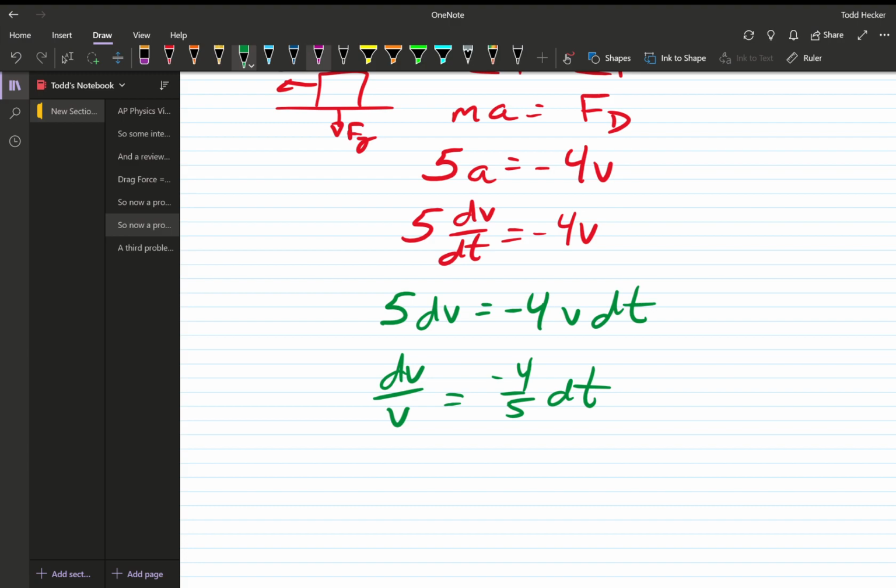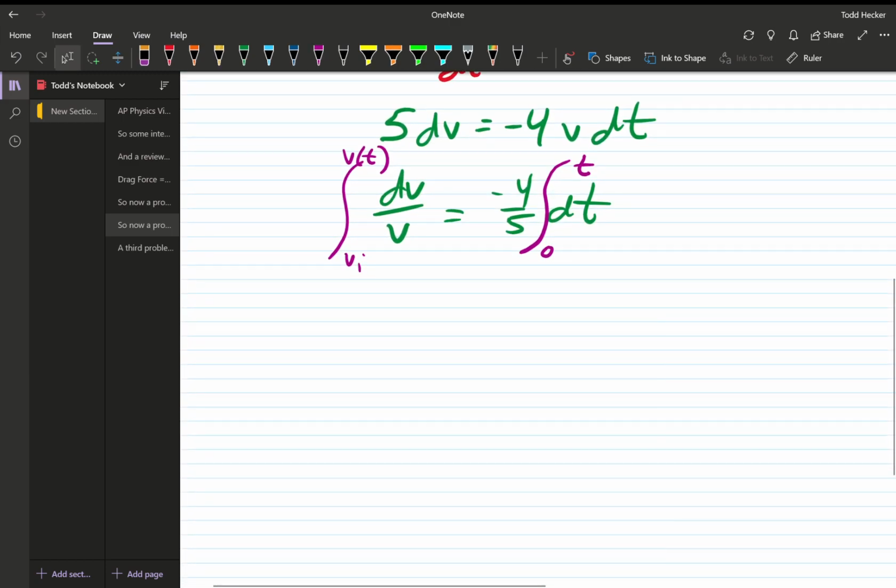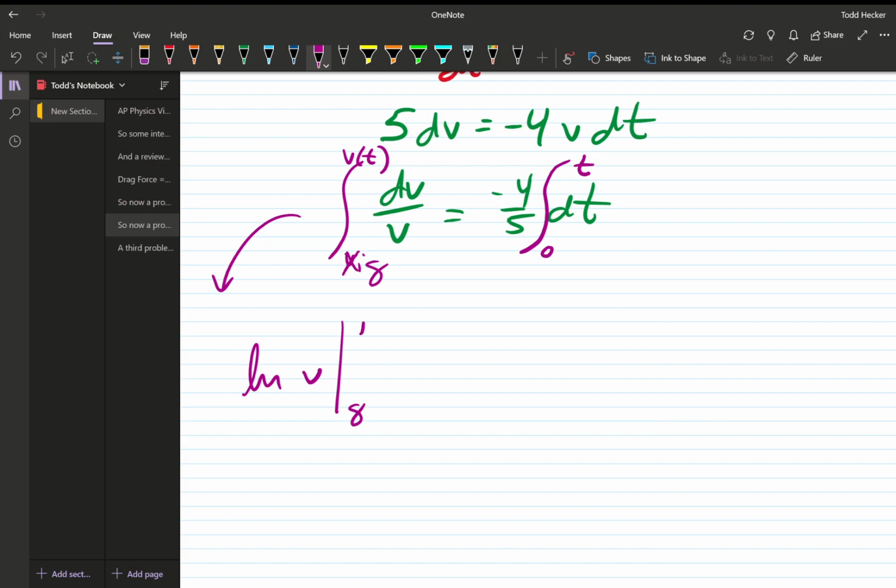Okay, so now we've got to integrate this thing. My integral on the time side goes from 0 to t. Notice I kind of cheated there. I pulled the 4/5 out of the integral right away, didn't I? And over here, my integral goes from vi to v of t. So this side of my equation, dv over v, is the one that uses the natural log, right? Remember, the integral of 1 over x dx, this is 1 over v dv. So this is just the natural log of v evaluated at vi, which is 8, and this is v of t.